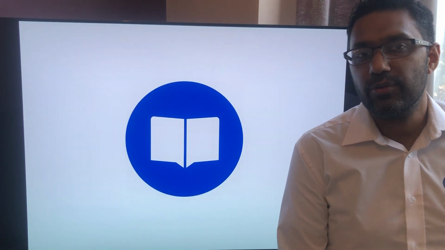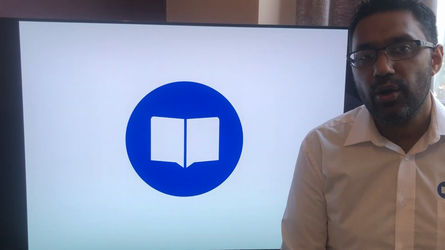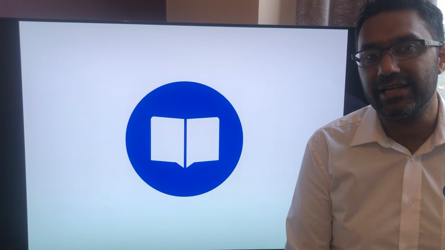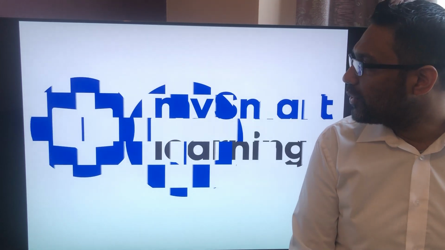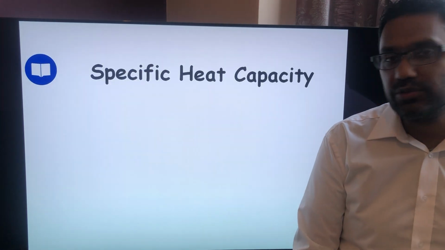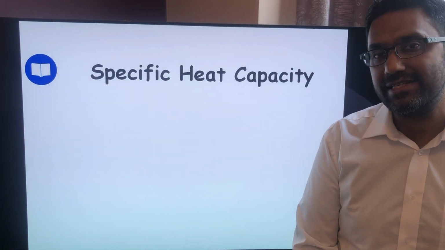It's Mr. Meehan here with your physics lesson, science lesson as well for year 9s. However, this is useful for year 10s and 11s for your GCSE science or physics. What we're looking at today, following last week's work on energy, is specific heat capacity.